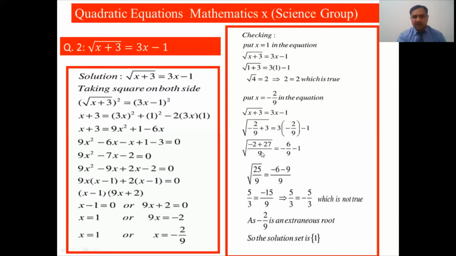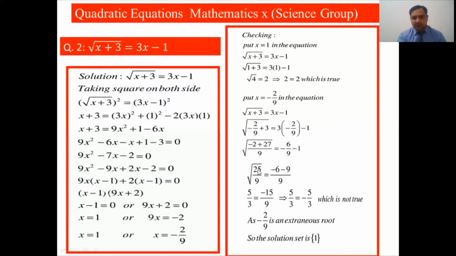Now we can take 9 as the LCM. So 9 3s are 27. So we have minus 2 plus 27 divided by 2 whole square. So here 3 2s are 6, minus 6 by 9 minus 1. So we take the LCM here. After simplification, we can write this as 25 by 9, and on the right hand side we have minus 15 by 9.